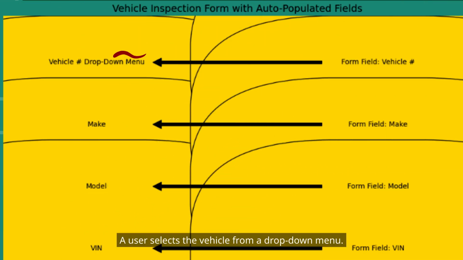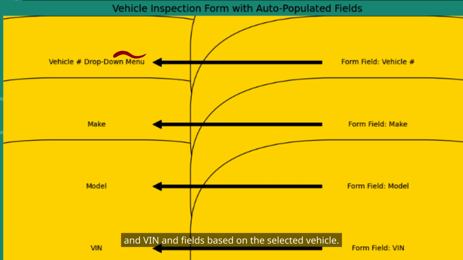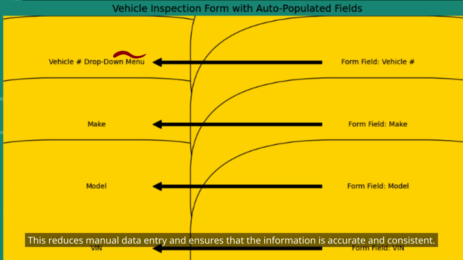A user selects the vehicle from a drop-down menu. The form auto-populates the make, model, and VIN fields based on the selected vehicle. This reduces manual data entry and ensures that the information is accurate and consistent.